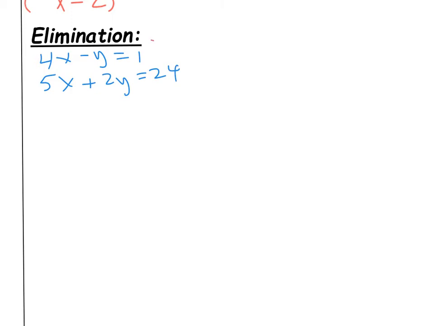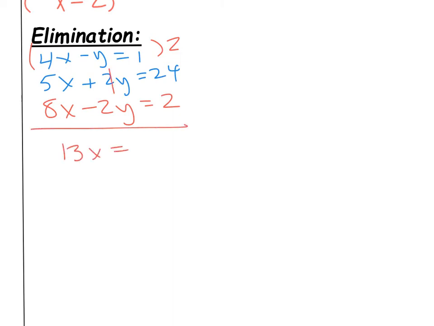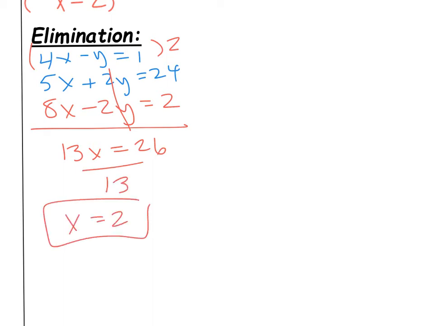I'm going to get rid of the y. So for this one, if we multiply by 2 again, I get 8x minus 2y equals 2. So we get 13x equals, because the y's cancel, 26, and we get x is 2, which happens to be the very first number we got in the other one.